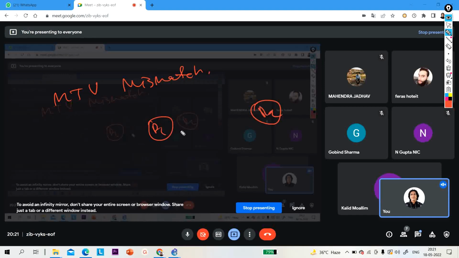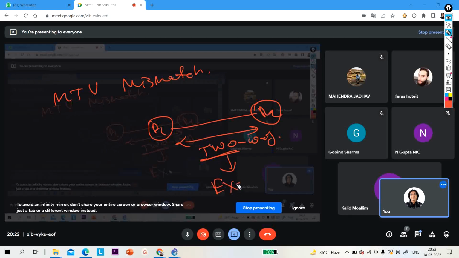R1, R2. Okay, now the neighborship state is two-way. How will the neighborship state move to ExStart state from two-way? When will the routers exchange?